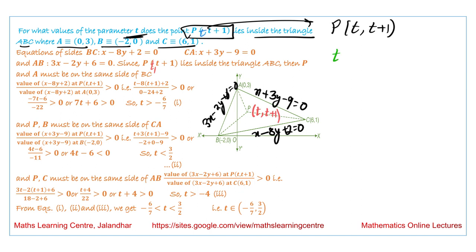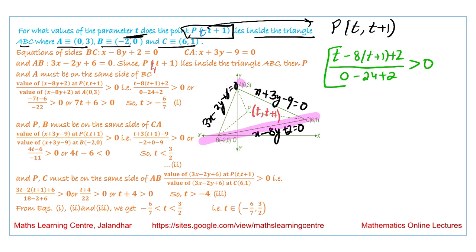First is (t - 8)(t + 1) + 2 divided by (0 - 24 + 2) is greater than 0. On solving this, how are we getting this condition? We are saying that if we consider the side BC of the triangle, then the points A and P must be on the same side. So we write this condition corresponding to it, and from this we obtain t is greater than -6/7. When you solve, you will obtain this value.